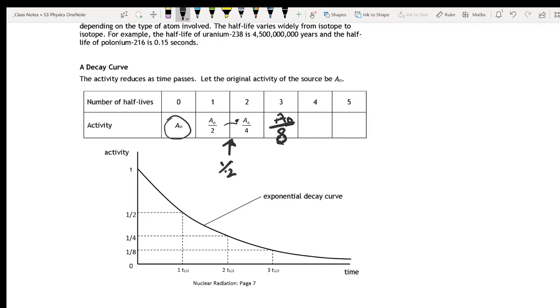And after another half-life, it halves again, so it's going to be A0 divided by 16. And after 5 half-lives, we're halving that one again. So A0 divided by 16 divided by 2 is going to be A0 divided by 32. So each half-life, you're halving it again. This is where your calculator comes in handy, because you can just keep pressing divide by 2, answer divided by 2, answer divided by 2, to get to your eventual answer.